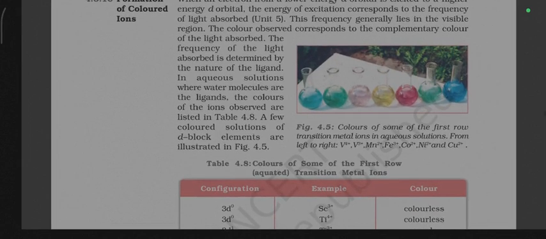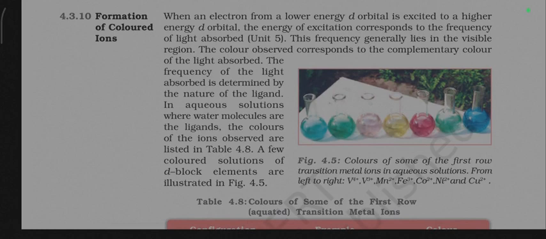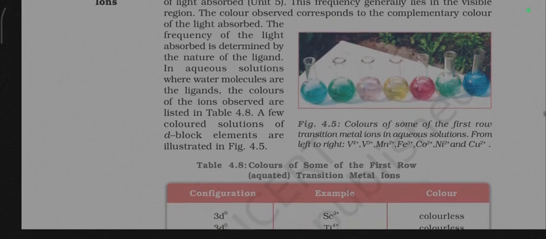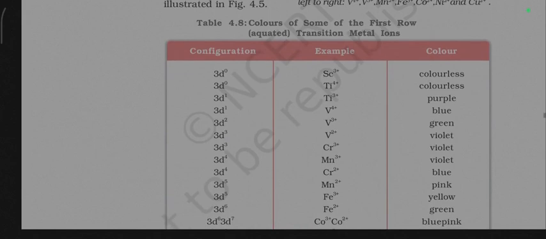Formation of colored ions. When an electron from a lower energy d orbital is excited to a higher energy d orbital, the energy of excitation corresponds to the frequency of light absorbed. This frequency generally lies in the visible region. The color observed corresponds to the complementary color of the light absorbed. The frequency of the light absorbed is determined by the nature of the ligand. In aqueous solution, where water molecules are the ligands, the colors of the ions observed are listed in Table 4.8. A few colored solutions of d block elements are illustrated in Figure 4.5.